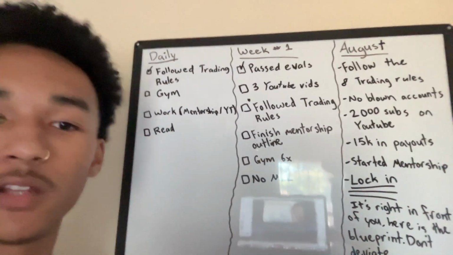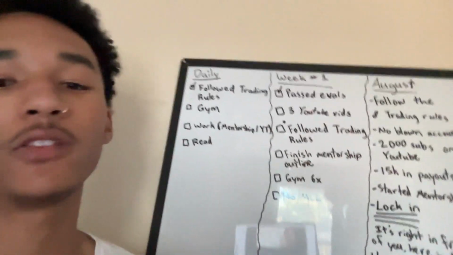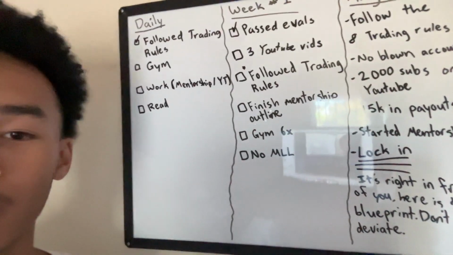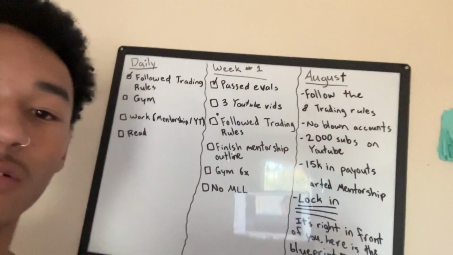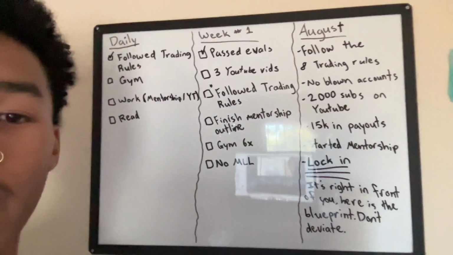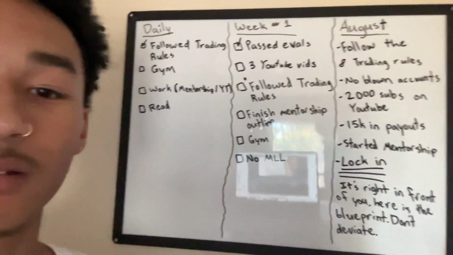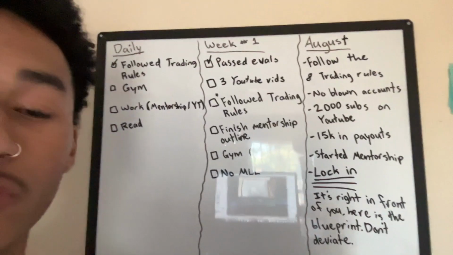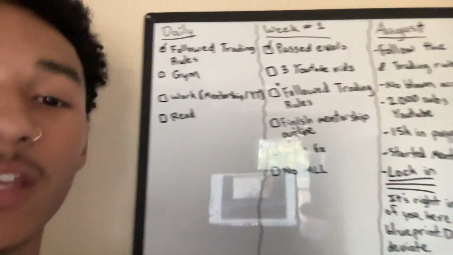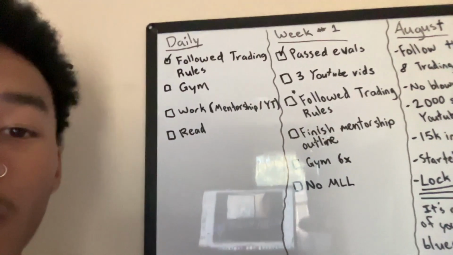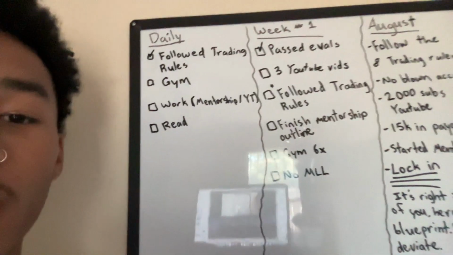Finish mentorship outline, so I have to outline everything I want to do for the mentorship. And then gym 6 times a week, that's just physical and mental health. And then no max loss limits, no daily maximum loss limit basically. So it's all really just sticking to that 1 trade a day rule. And then for the daily, we have follow trading rules, gym, work, mentorship or YouTube video, and read.